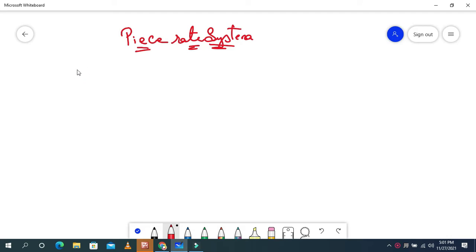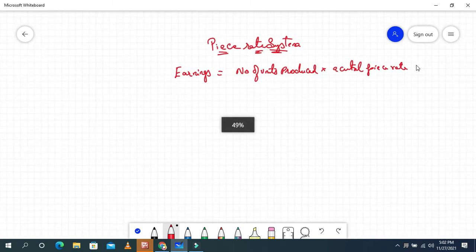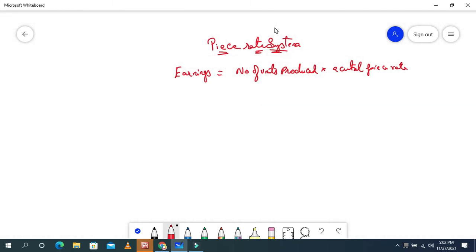So the basic formula for the piece rate system under the straight method is earnings is equal to number of units produced into actual piece rate. Okay, so this is the basic formula, right? Now you have a question, right?